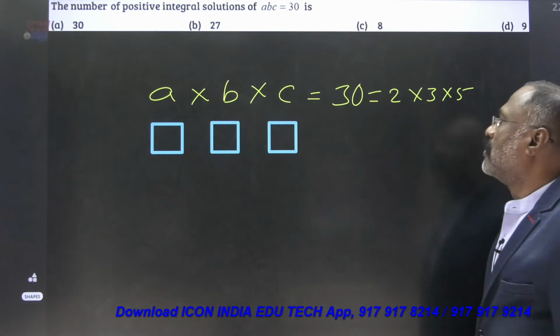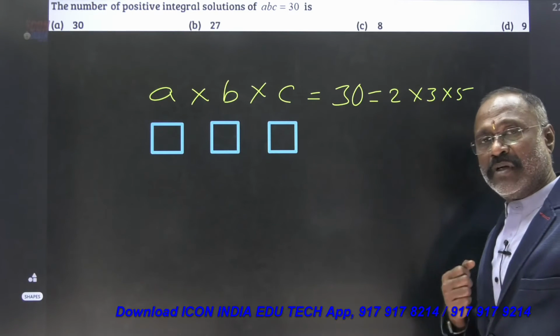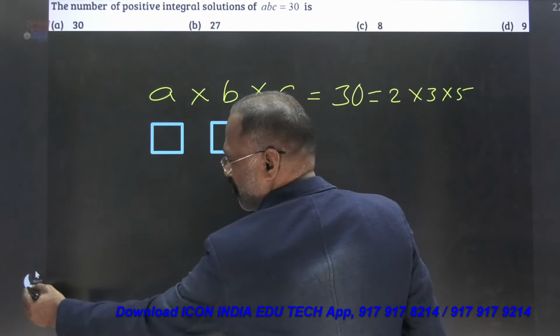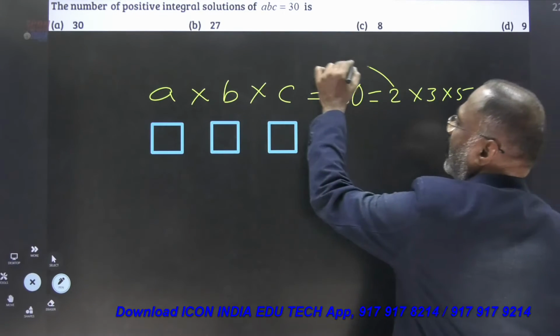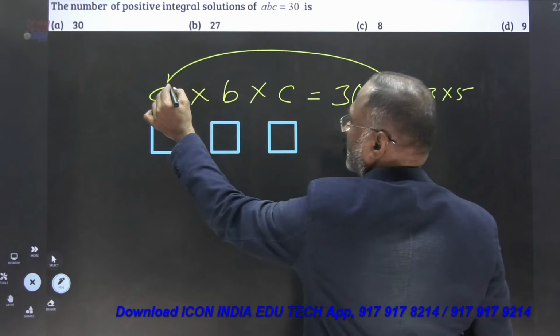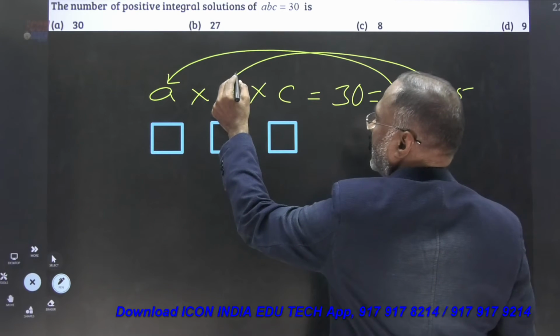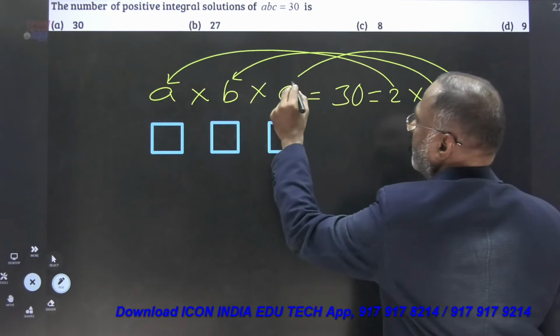I'll tell you an example. This is one type of value that can be given to ABC, isn't it? Just see how it is like this. A can be given the number 2, B can be given the number 3, and C can be given the number 5.